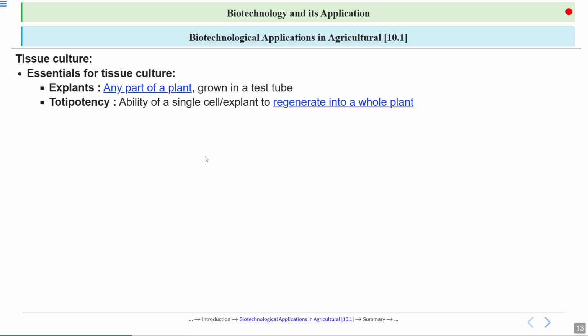Totipotency. Before knowing totipotency, let's know what a totipotent cell is. A totipotent cell is a stem cell that has the ability to differentiate into any or every type of cell. It means a stem cell which can grow and then differentiate into any type of cell. It can become root, shoot, everything.